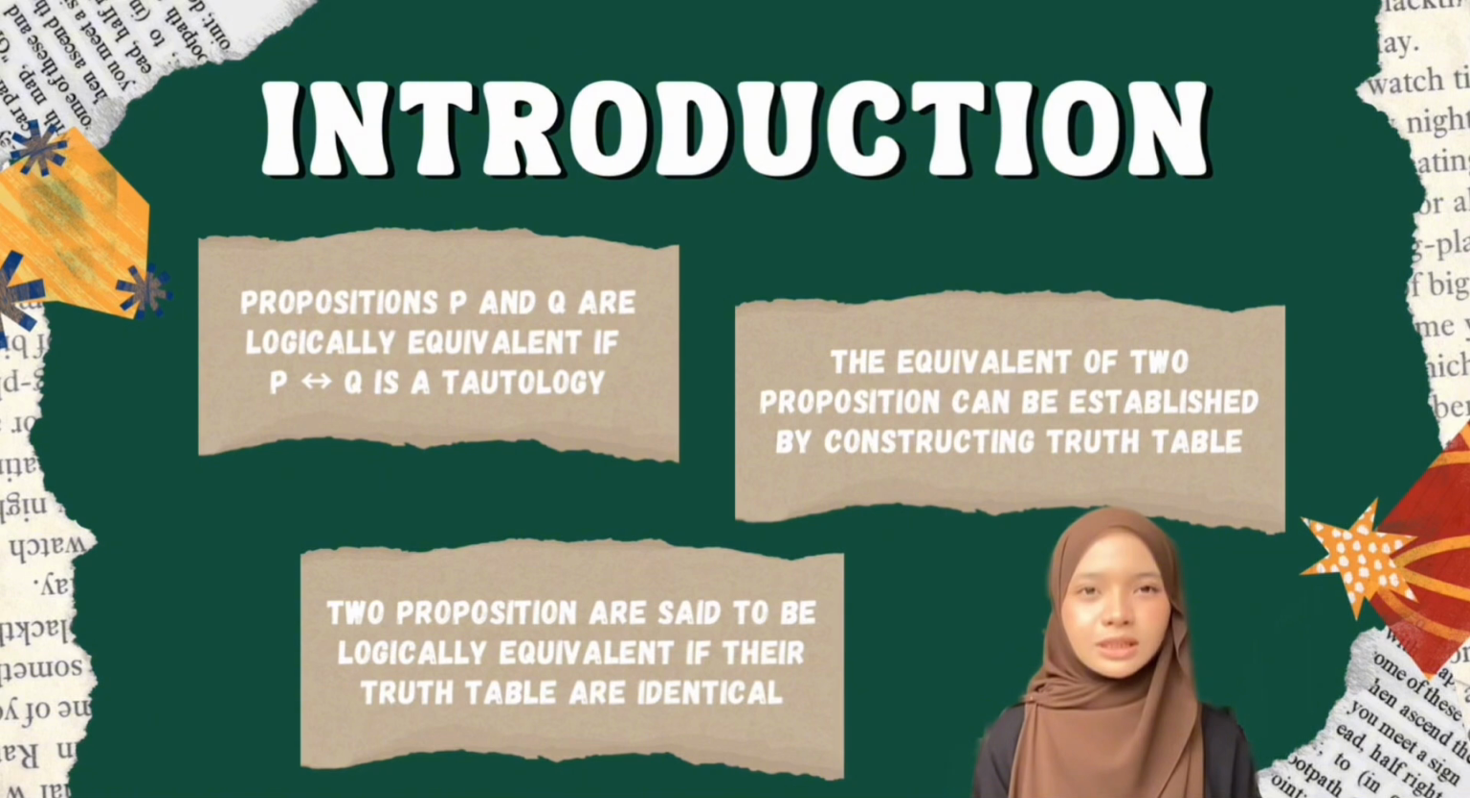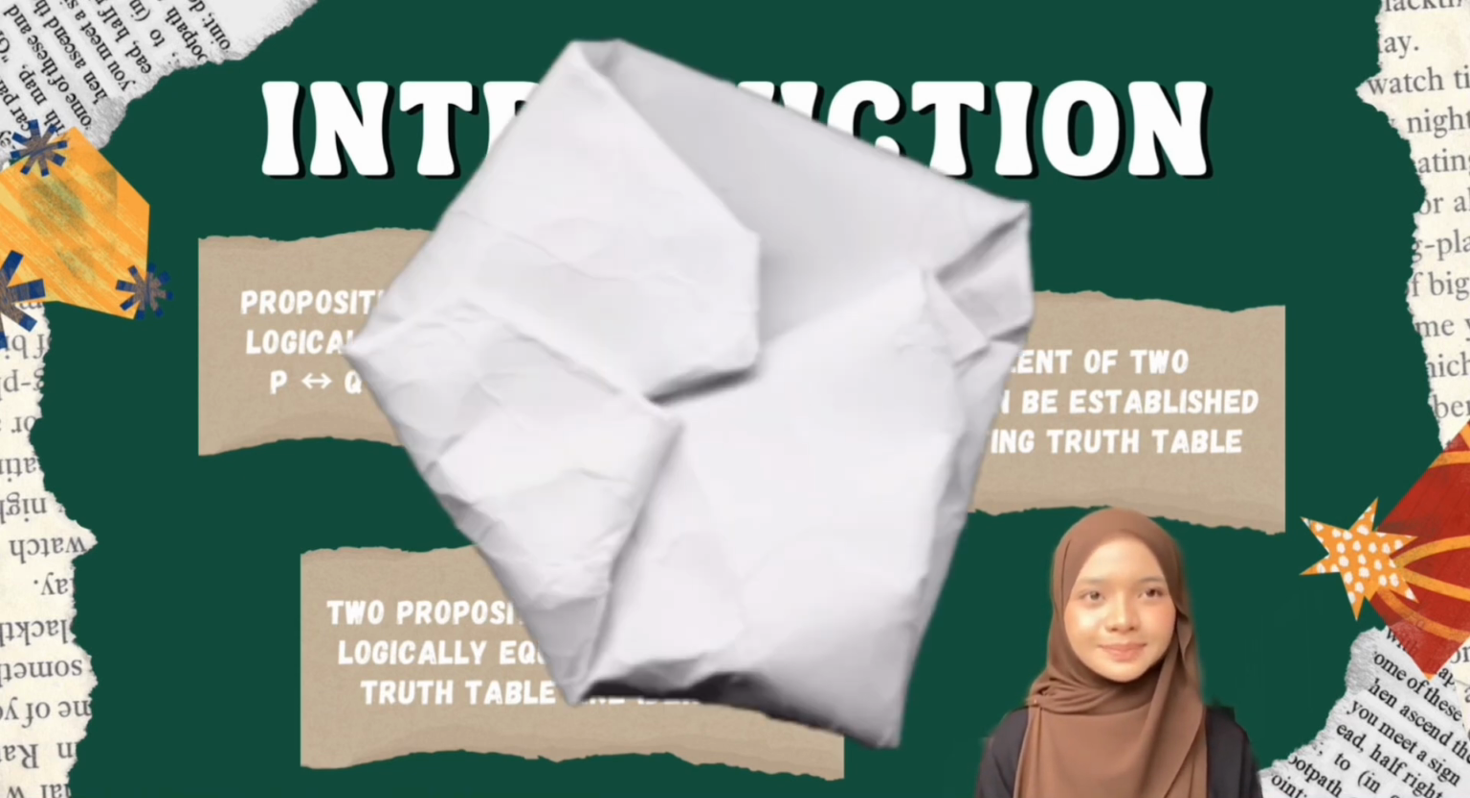Propositions P and Q are logically equivalent if P biconditional Q is a tautology. The equivalence of two propositions can be established by constructing a truth table. Two propositions are said to be logically equivalent if their truth tables are identical.